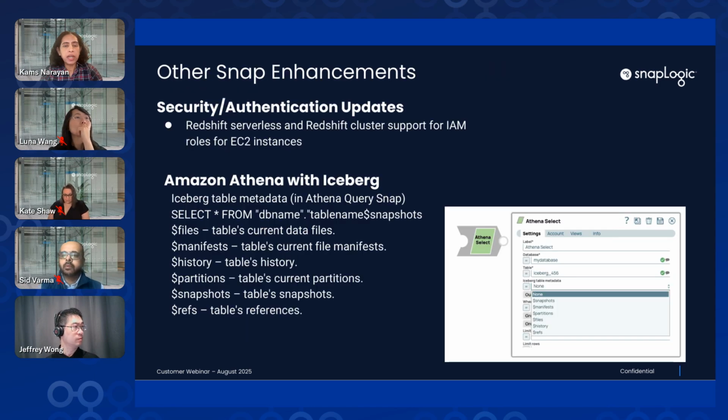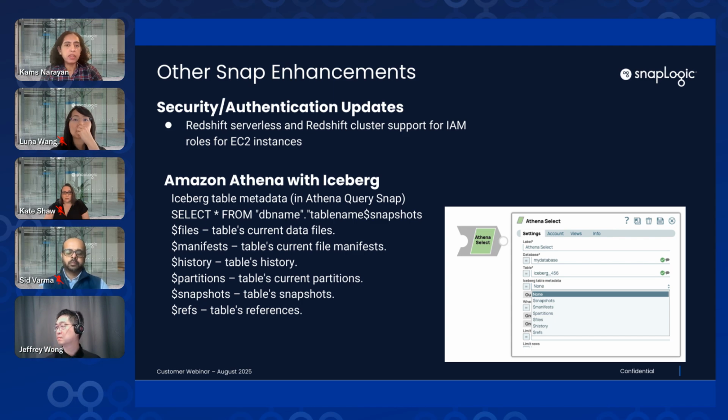To round up the other enhancements that we have done with some of the other snaps, one is on security and authentication, strengthening that for our Redshift Snap Pack. Redshift now supports serverless and the Redshift cluster mode on EC2 instances. We have added IAM role access and support for those accounts. We released the Amazon Athena Snap Pack in a previous release.